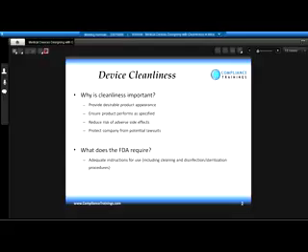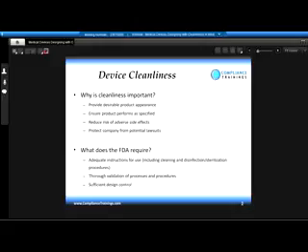So what does the FDA require when it comes to cleanliness? They want to see adequate instructions for use, including cleaning and disinfection or sterilization procedures. And they want to see a thorough validation of all the processes and procedures that go into those instructions.